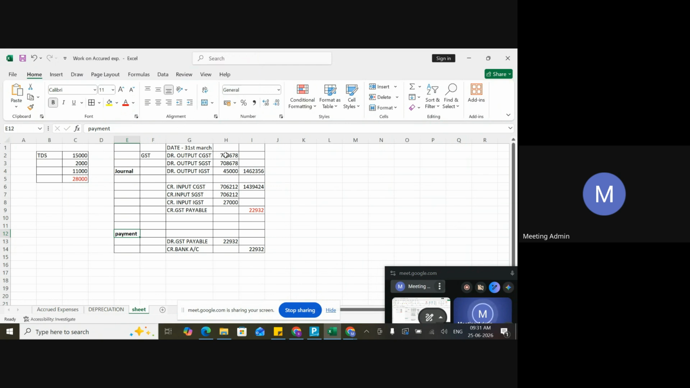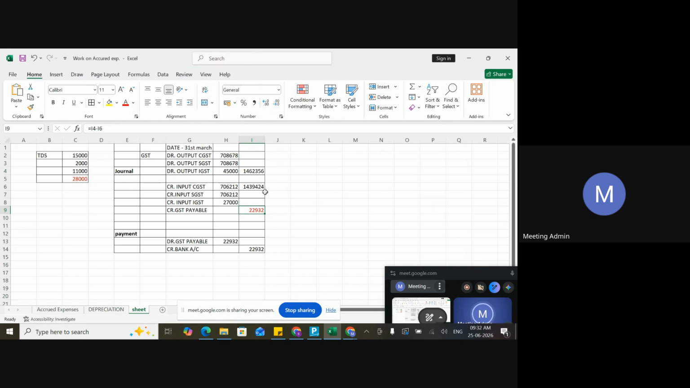So this is the output CGST so far, this is output SGST and this is output IGST. I added all these three. And here I made the input CGST, input SGST, input IGST. These three combined come to 1,43,000. Next, this is the GST payable, 22,932. That is the difference of these two, 1,46,000 and 1,43,000. Okay, clear?